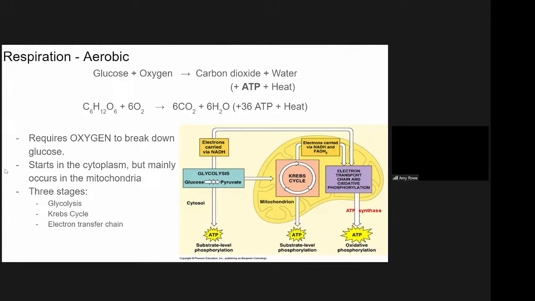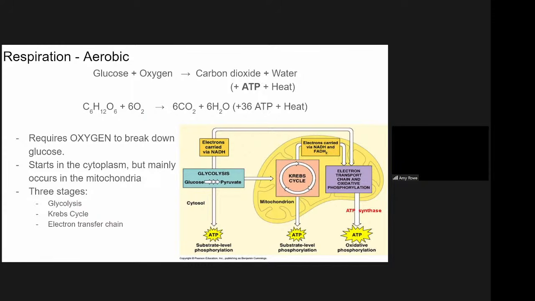Let's talk about aerobic respiration. You should know the basic word equation that aerobic respiration requires glucose and oxygen, and it uses glucose and oxygen to produce carbon dioxide and water as our waste products, but lots and lots and lots of ATP plus some heat. So aerobic respiration requires oxygen to break down the glucose, and the process starts in the cytoplasm, but the majority of our aerobic respiration occurs in the mitochondria.